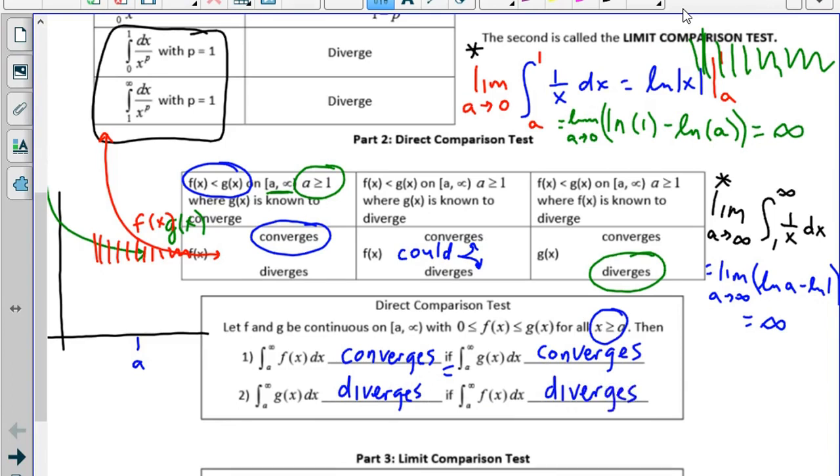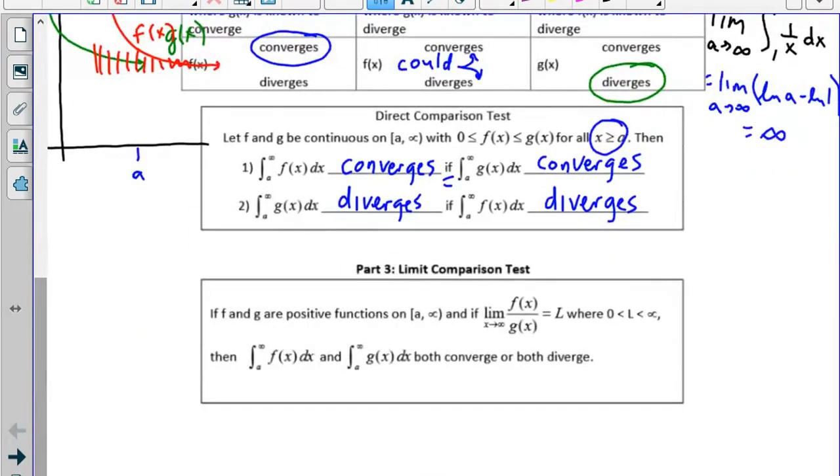And the exact same thing works if we have the integral from 0 to a or something. If we have the smaller one diverging, then the bigger one has to diverge. If the bigger one converges, then the smaller one must converge. If the bigger one diverges, that doesn't tell us anything about the smaller one. And if the smaller one converges, that doesn't tell us anything about the bigger one.